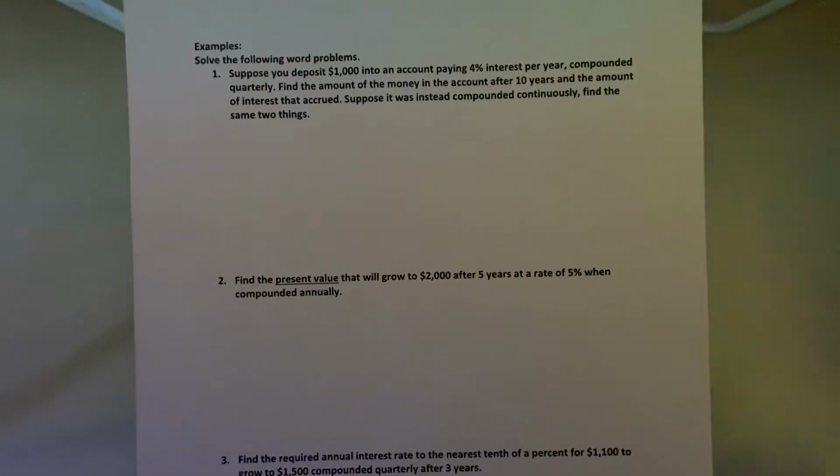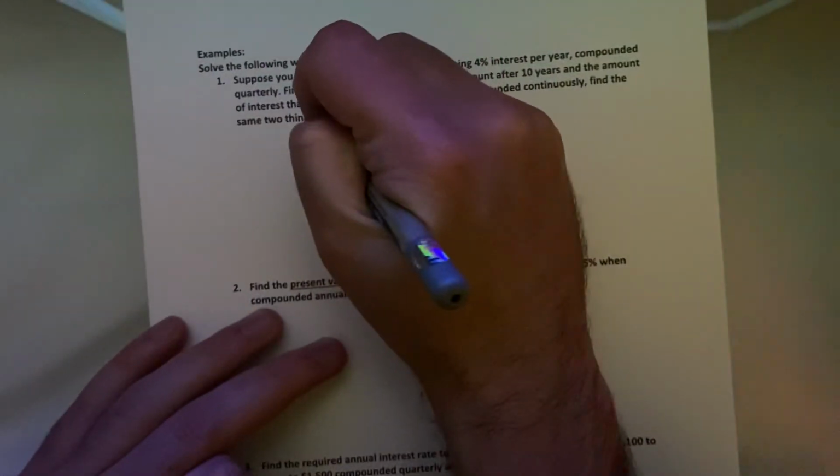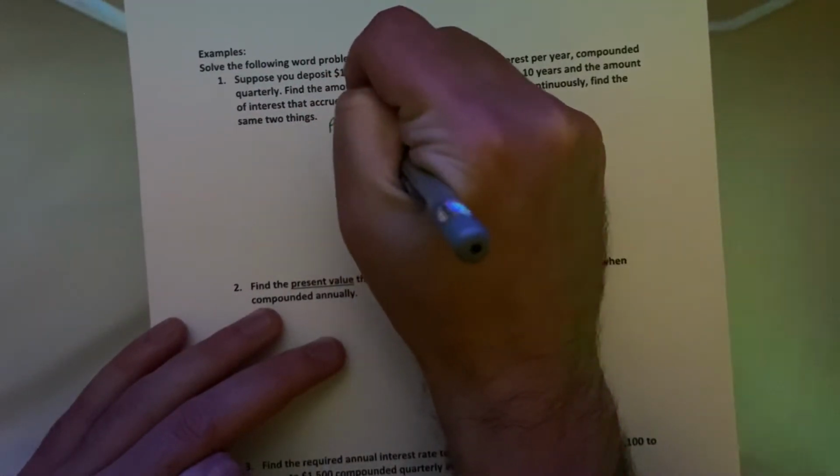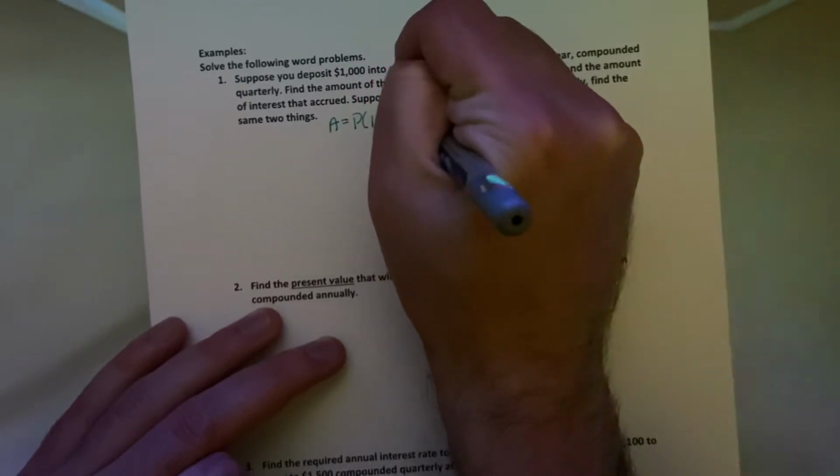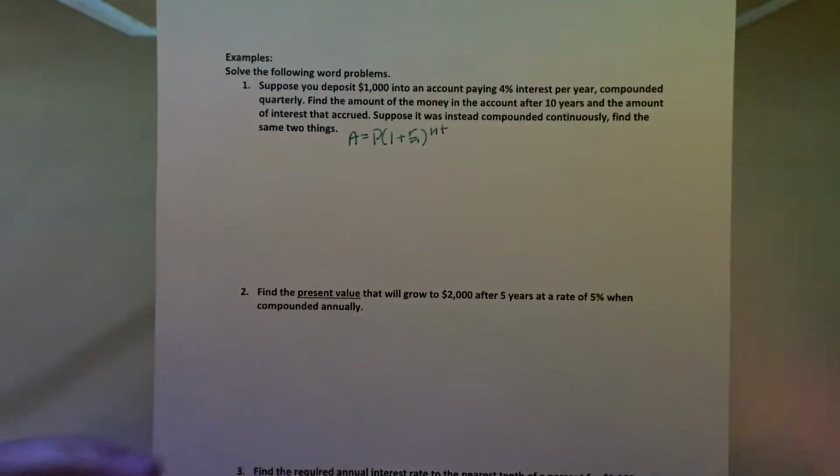Suppose you deposit $1,000 into an account paying 4% interest per year, compounded quarterly. Find the amount of money in the account after 10 years and the amount of interest that accrued. And then suppose it was instead compounded continuously, find the same two things. Okay, so we know that A equals P times (1 plus r over n) to the nt. So let's make sure we know what everything is.